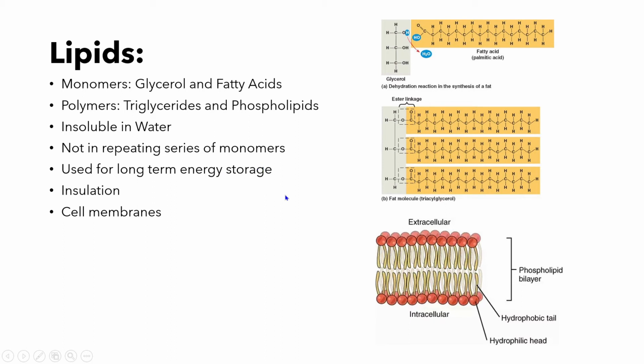Similar to carbohydrates, lipids are also used for energy storage, but they're typically used for long-term energy storage and not short-term. Lipids are also fats, which in animals can be used as insulation to keep us warm. And lipids, specifically phospholipids, are used in cell membranes, as shown here. Our cells have a phospholipid bilayer.